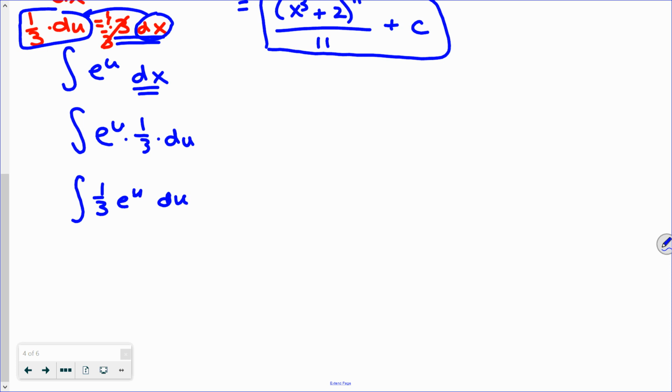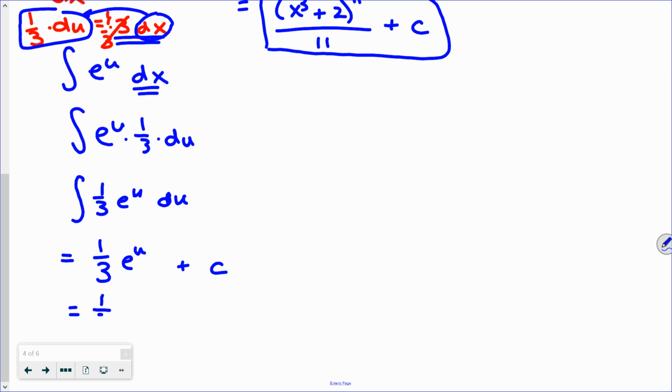So if you notice that that 1/3 is just a coefficient, then you're actually ready to do this antiderivative, because a coefficient in an antiderivative just stays there. E to the u's derivative is e to the u. Put a plus c. Notice I've dropped the integration symbol because at this step I actually did integrate it. It just happens to look exactly the same.